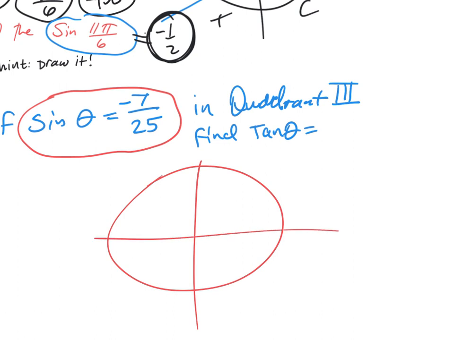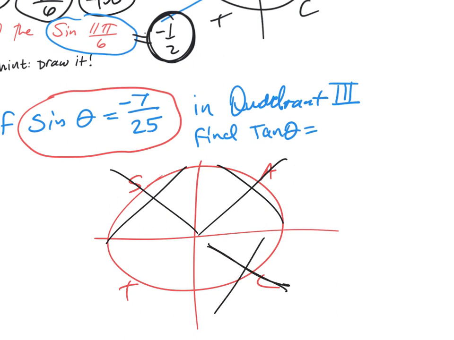Sine of the angle is -7 over 25. And I hope right away you wrote ASTC. And I hope right away you went, okay, sine's negative, so I can't be here and I can't be here. It does say it's in quadrant 3. Okay, then that rules out this one, which would have normally worked, but it has to be in quadrant 3.